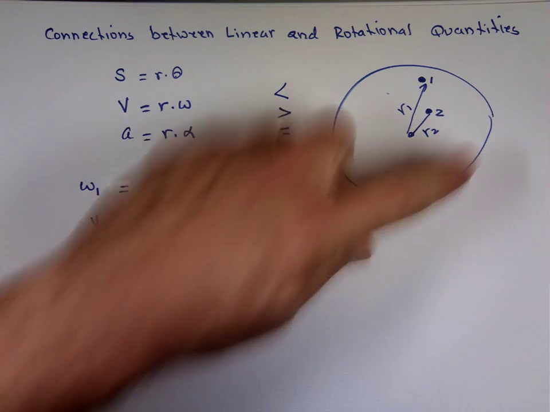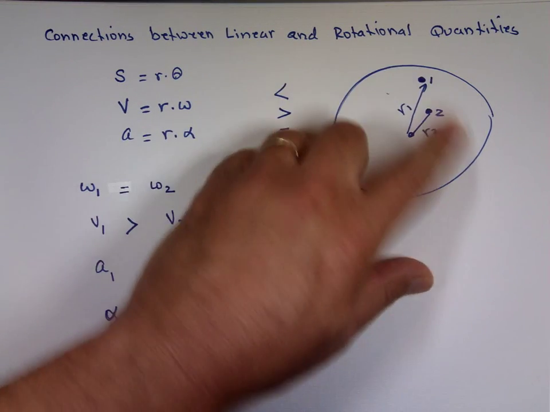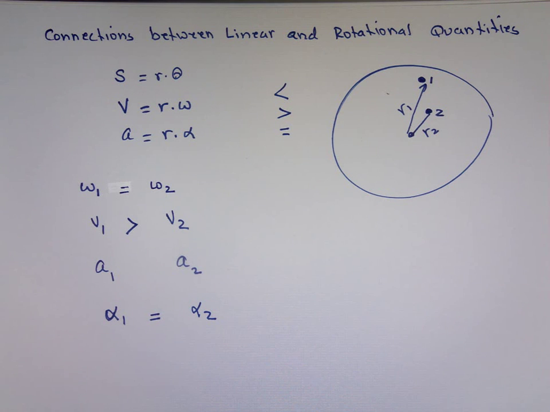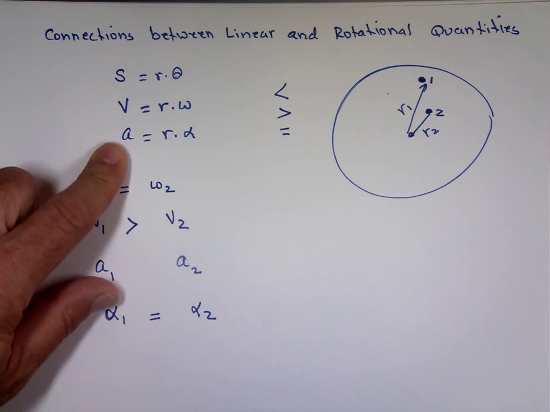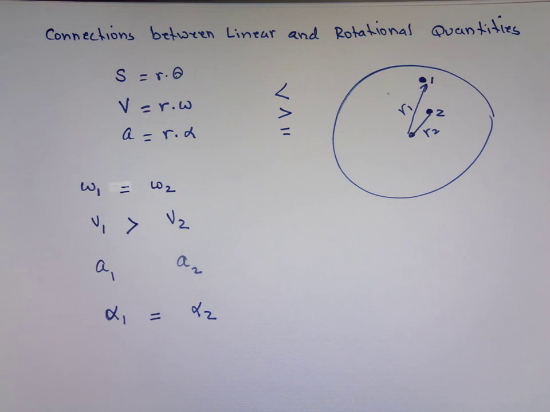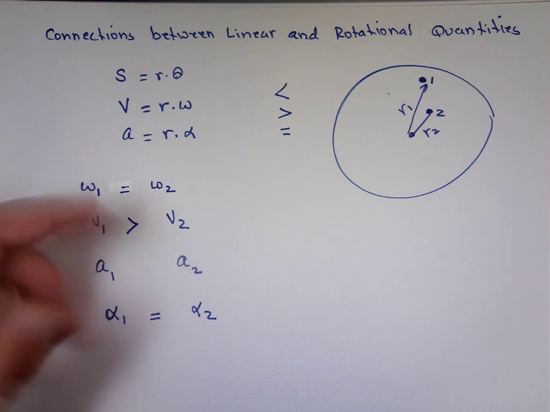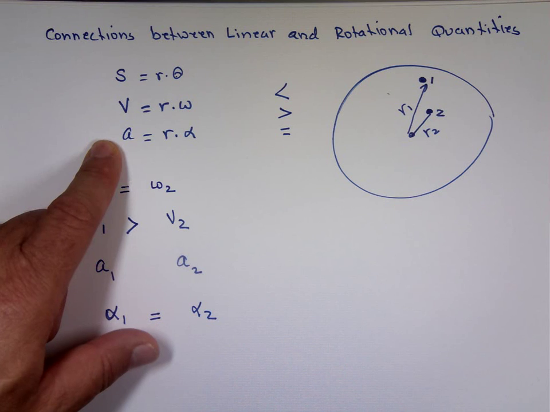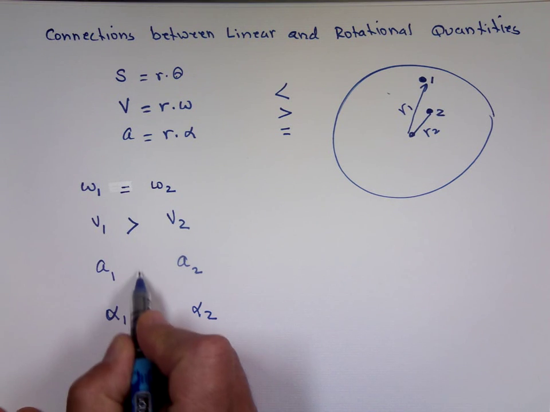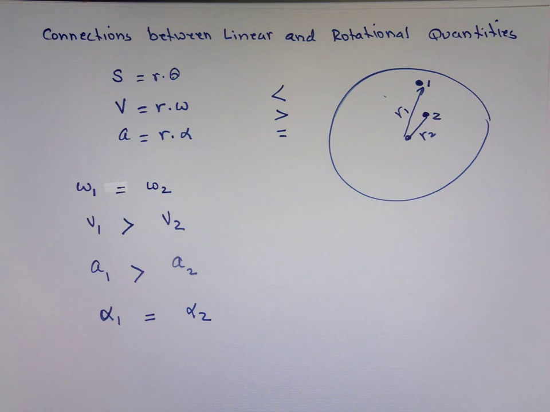Alpha is the change in W, and W is the same for both of them. But now A is R times alpha. So the bigger R is, the larger A is. So A1 has to be greater than A2.